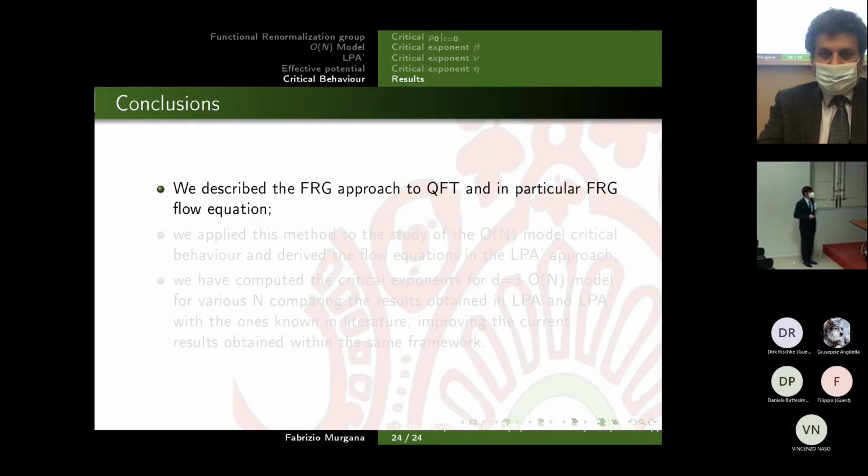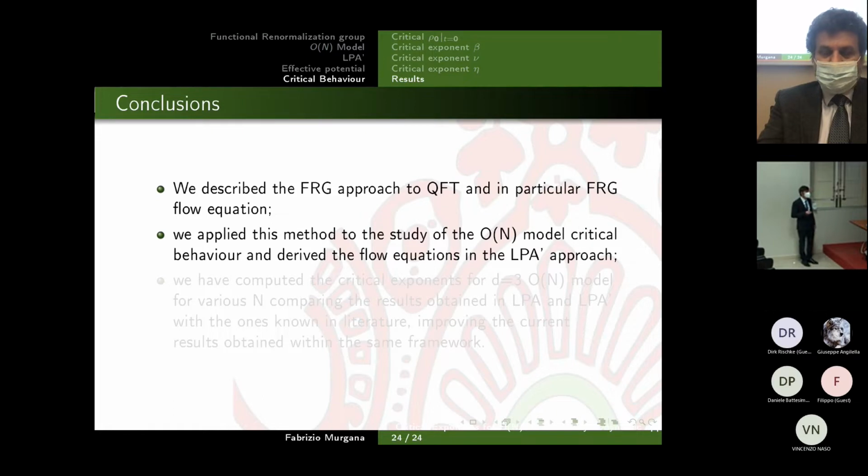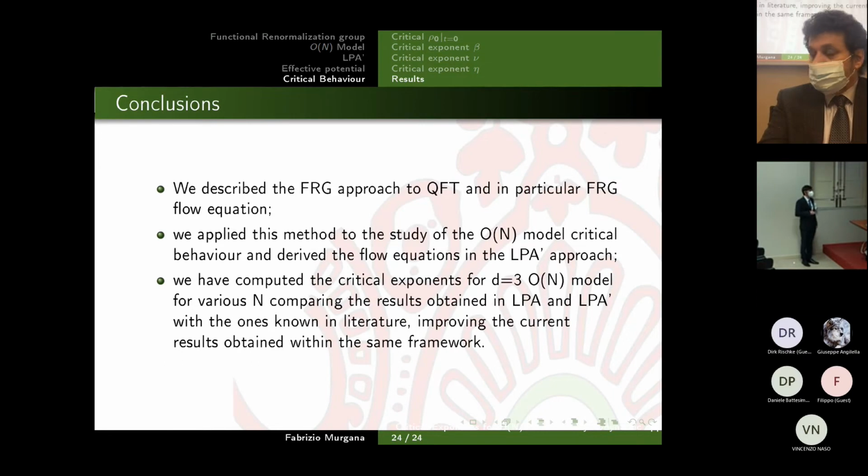So now we can go to the conclusions. What we have done is to describe how to face quantum field theory using the FRG approach and how to derive the flow equation. Then we apply this method to the ON model, and in particular, we derive the flow equation for eta_k and for the effective potential in the LPA prime. Actually, I've done it also in the LPA, as I said. And then we have used this to compute the critical exponents in the D equals 3 ON model for various n, both in LPA and LPA prime, and then compared these results with the ones known in literature and obtained, let's say, an improvement with respect to the ones obtaining the same framework. Thank you for the attention.